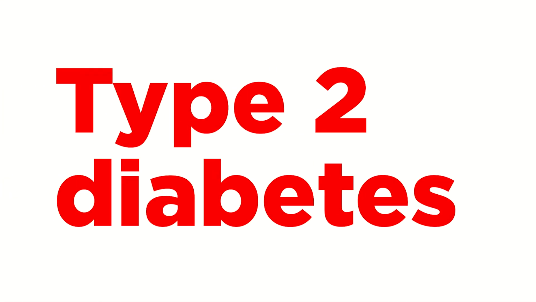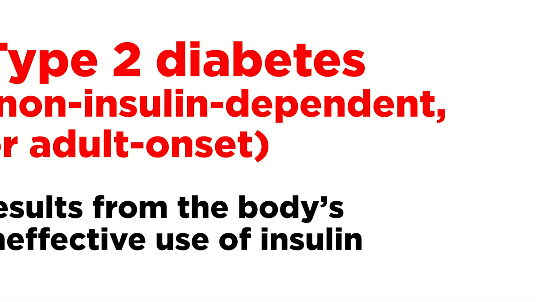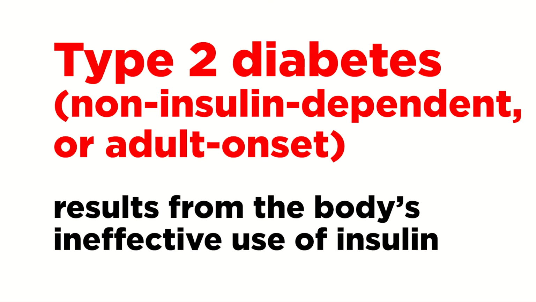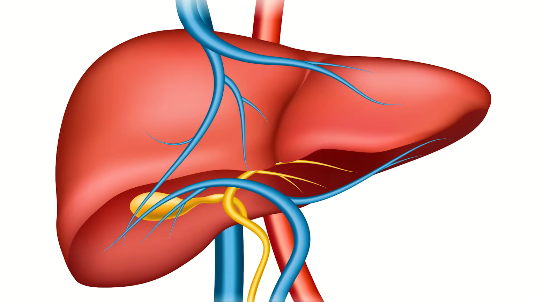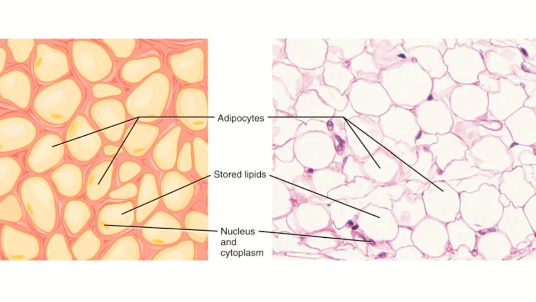Type 2 diabetes. Type 2 diabetes, formerly called non-insulin dependent or adult onset, results from the body's ineffective use of insulin. In type 2 diabetes, there is an accelerated inactivation of insulin or specific destruction of insulin receptors. These receptors are located on the membranes of insulin-dependent cells in the liver, muscle, and adipose tissue.